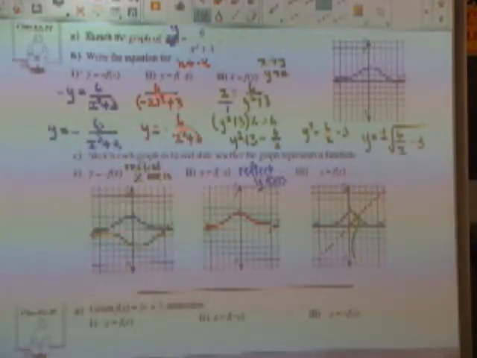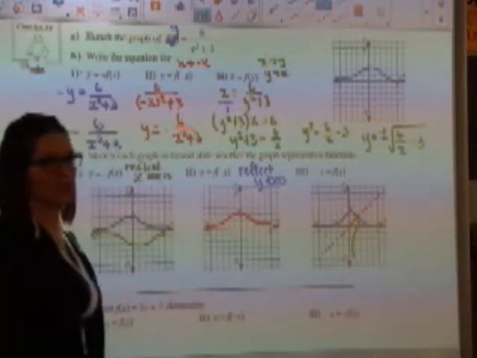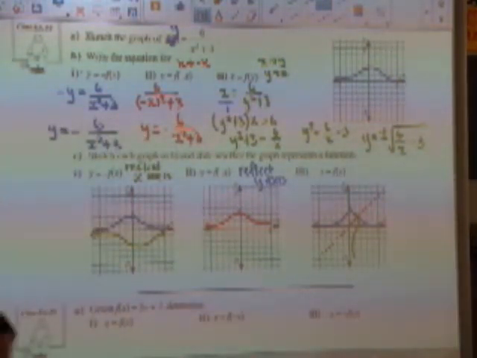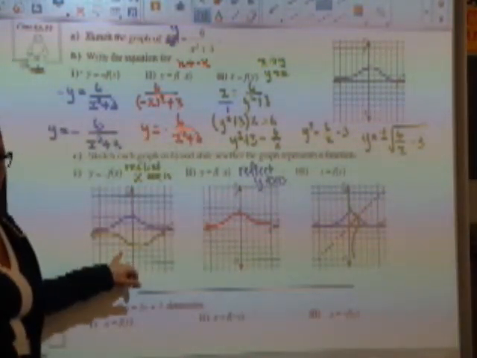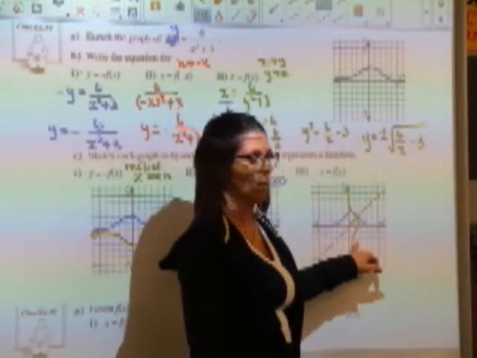Which of these graphs are not a function? So is this one a function? This one? No.